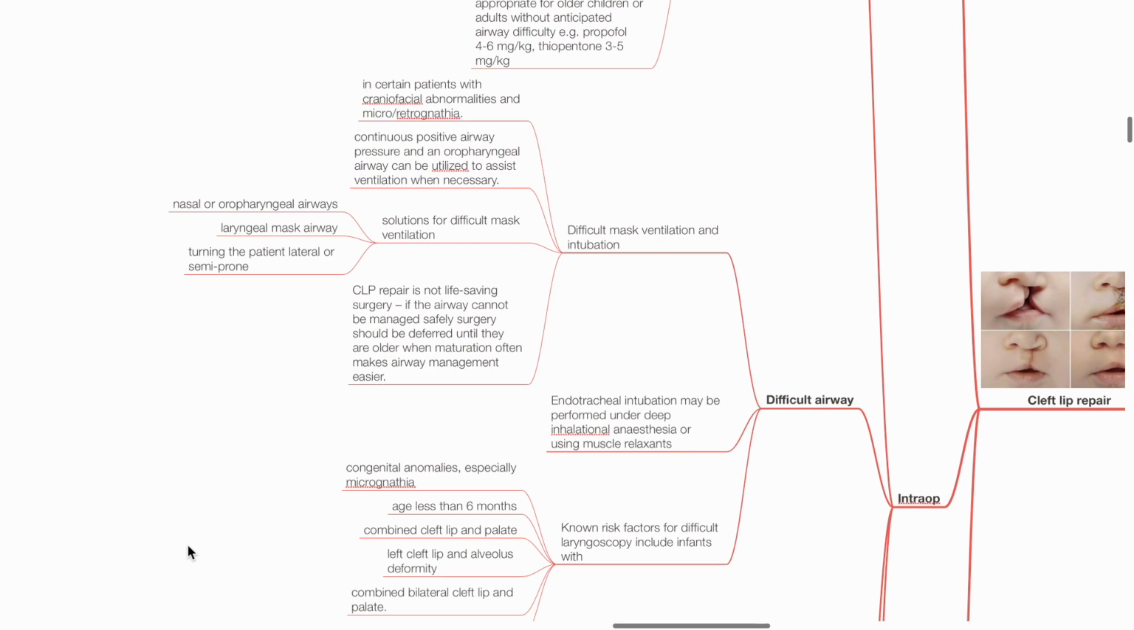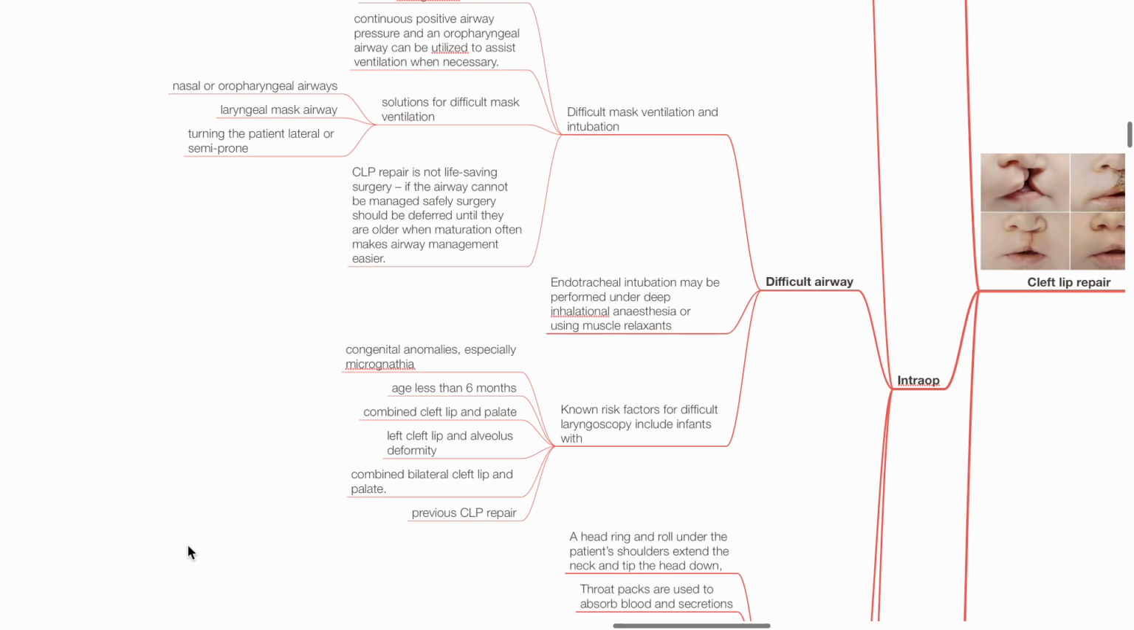Difficult airway. Anticipate difficult mask ventilation and intubation, especially in patients with craniofacial abnormalities and micro or retrognathia. CPAP and oropharyngeal airway can be utilized to assist ventilation when necessary. Other options in difficult mask ventilation include LMA and positioning the patient lateral or semi-prone. CLP repair is not a life-saving surgery. If the airway cannot be managed safely, surgery should be deferred until the patient is older, when maturation often makes airway management easier. Endotracheal intubation may be performed under deep inhalational anesthesia or using muscle relaxants.